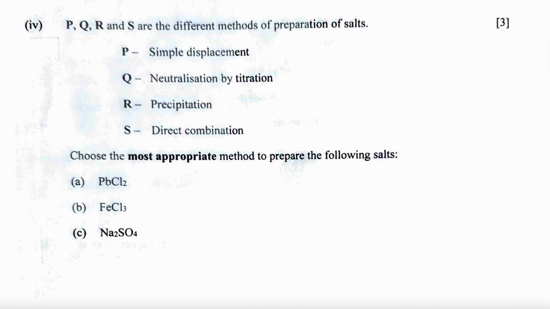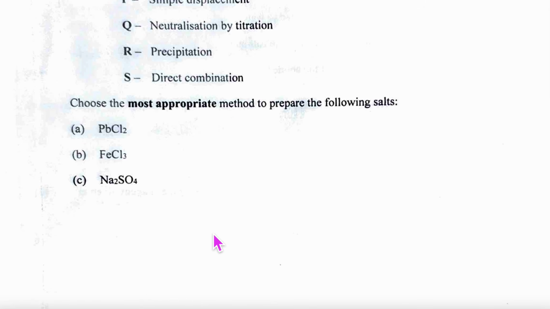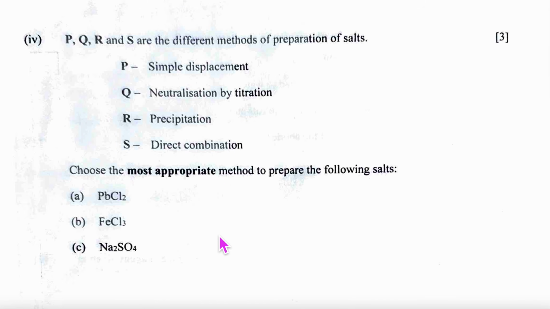Let us come to the last part, the fourth subpart that finishes our paper actually. 2025. Can you see? This is your 2025 chemistry paper. Let us look at this. P, Q, R, S are the different methods of preparation of salts. P is simple displacement, Q is neutralization by titration. That means it will be K, Na and NH4 salts. Precipitation means there will be insoluble substances, and direct combination.